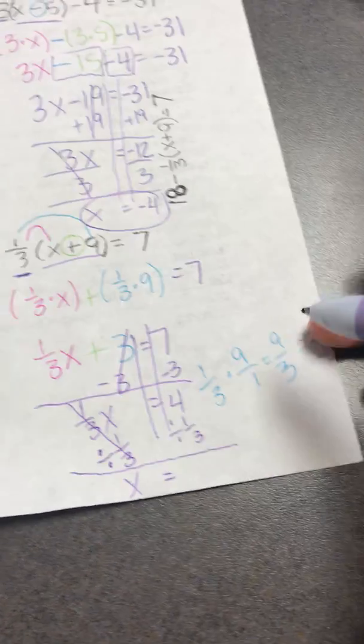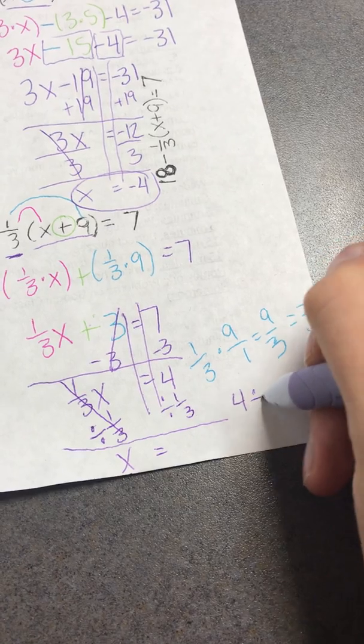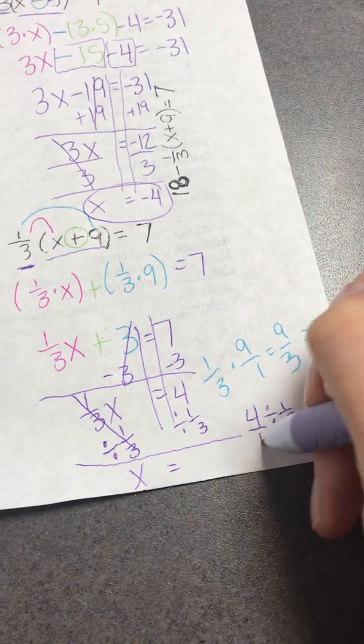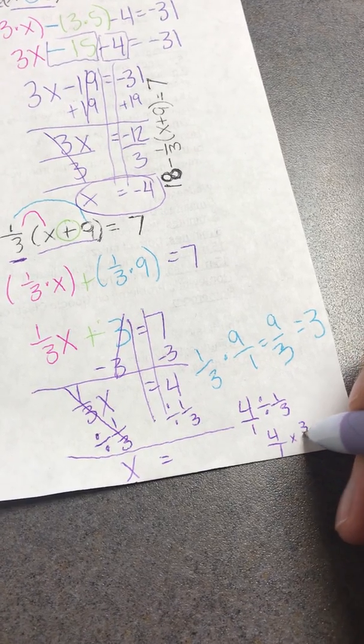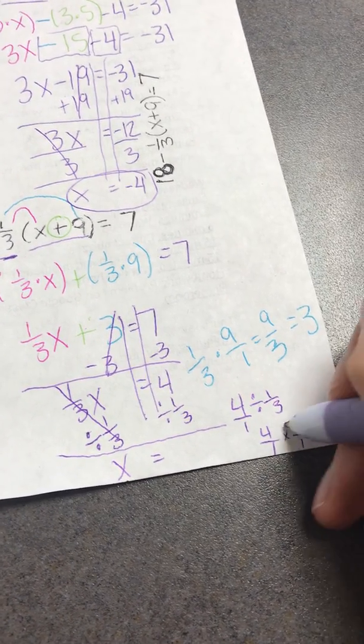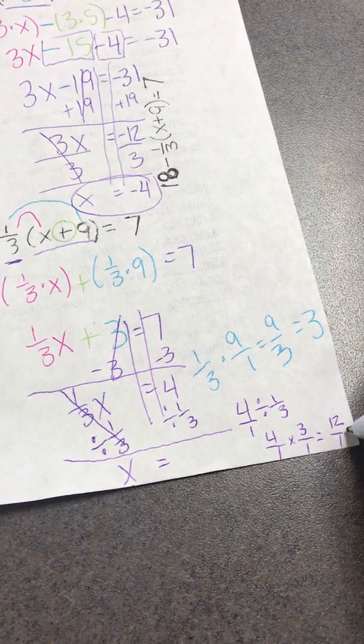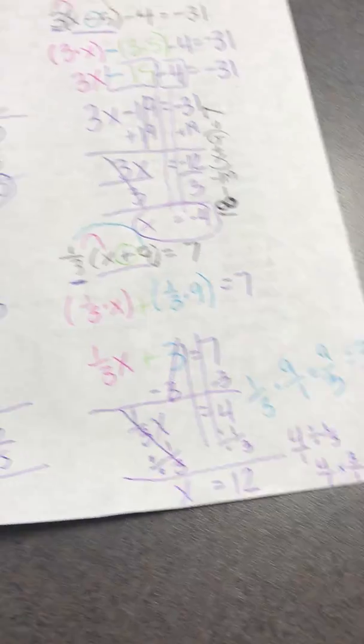x equals 4 divided by a third. I can make 4 into a fraction. Then I keep, change, flip to the reciprocal. 12 over 1 equals 12 is the answer there.